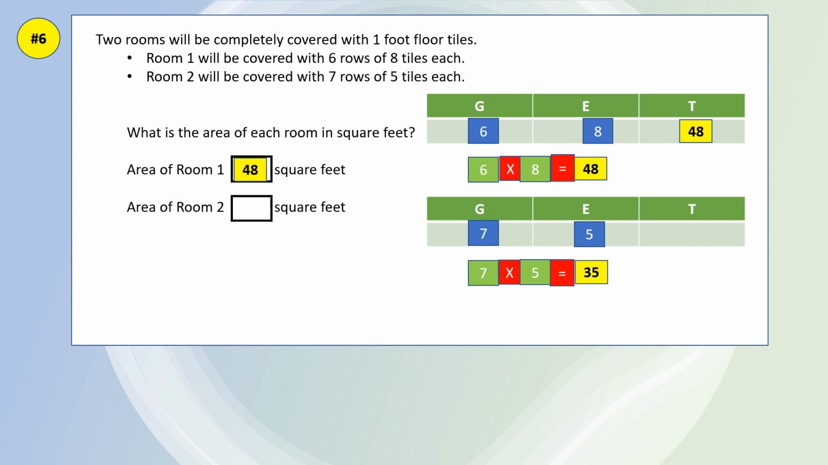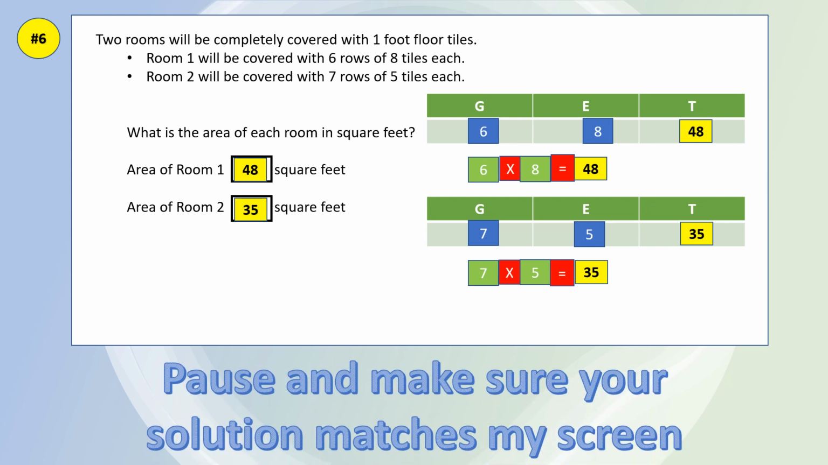So you're going to write 35 there in your equation, 35 there under your total, and your area of room 2 is 35 square feet. Perfect. Now, at this point, if you need to pause your video to make sure your solution matches my screen, go ahead and do so now.